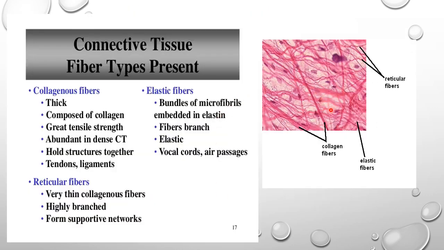Now, there are three types of fibers present in the connective tissue. The collagen fibers. These collagen fibers are thick bundles of fibers. They are wavy and they provide tensile strength and support to the connective tissue. They are abundant in the dense connective tissue and they hold the structures together. So where tensile strength is required, a lot of collagen fibers are present, for example, in the tendons and the ligaments.